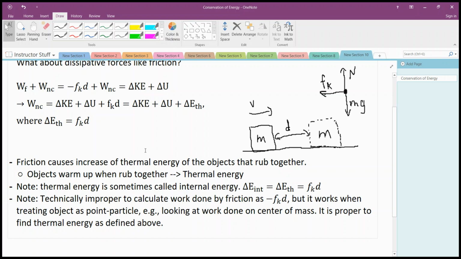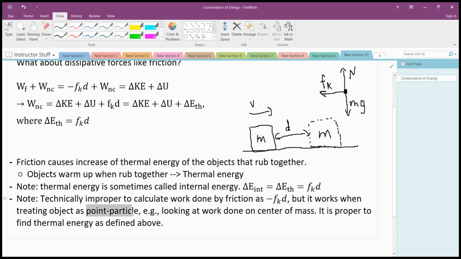Another important note is that technically it is improper to calculate the work done by friction by taking the force and multiplying by the distance. This is because our work equation that we have discussed previously is only true for a point particle, but this object is not a point particle. When you have objects rubbing together, they are not point particles. However, it'll work so long as you are modeling your object as a point particle.